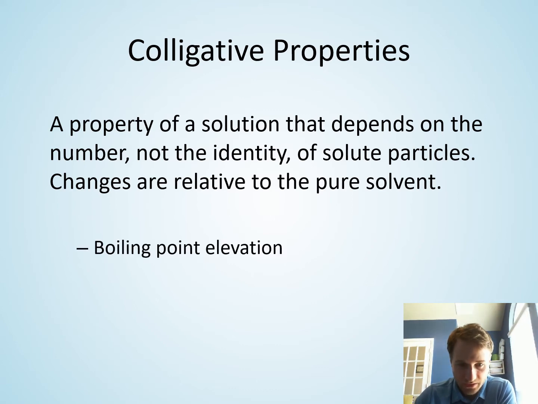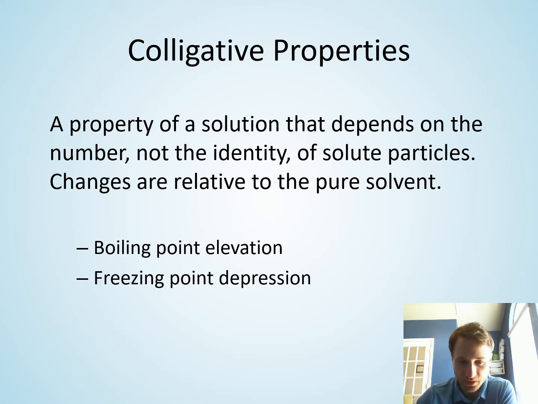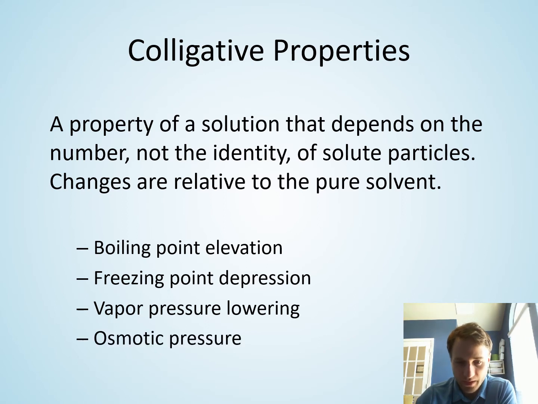And some examples of colligative properties that we'll talk about are boiling point elevation, freezing point depression, vapor pressure lowering, and osmotic pressure. We won't go too much into detail about osmotic pressure, but boiling point elevation, freezing point depression, vapor pressure lowering, and osmotic pressure are all different colligative properties. These are all properties of a solution that change with the amount of solute added.